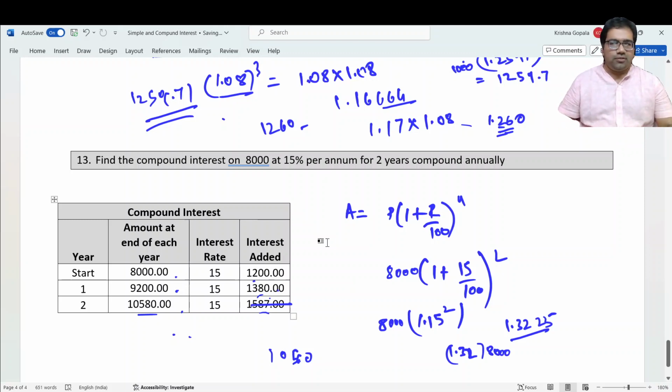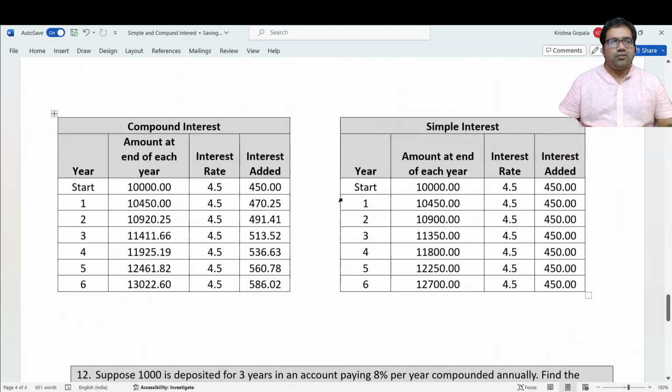Hope you have understood. The important thing is amount equal to principal into 1 plus r by 100, in compound interest. You need to understand the difference between simple and compound. With the same interest rate, compound interest gives a higher interest amount than simple interest. If the total interest amount has to be the same, then compound interest can achieve that with a lesser interest rate.